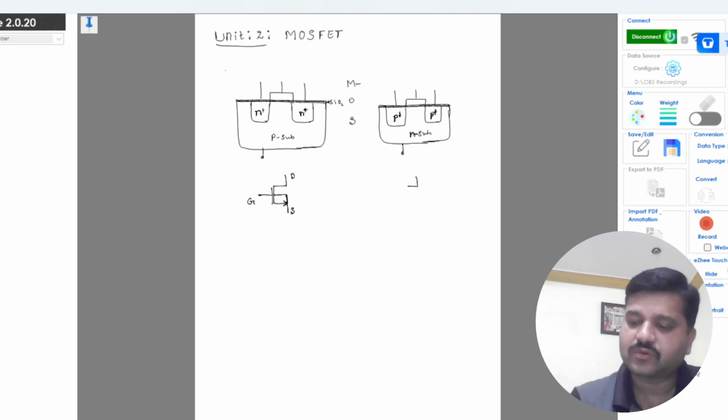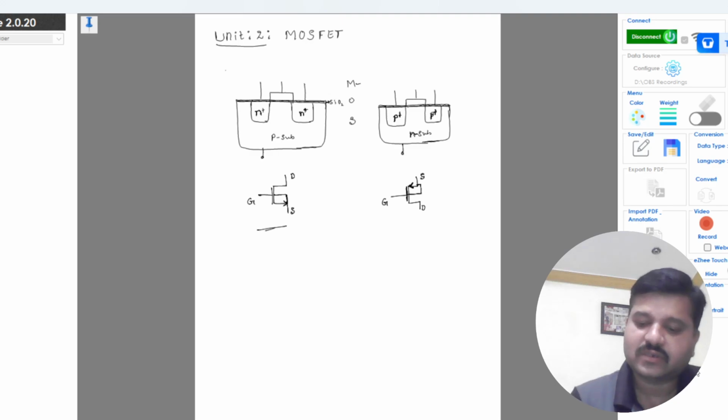And for the PMOS device, this is the symbol, where the arrow entering into the MOS device indicates that the majority charge carriers are holes, and the current flowing in the device is due to holes. This is source, drain, and this is gate, and the body or bulk potential of the PMOS device is connected to the highest potential, preferably the source.